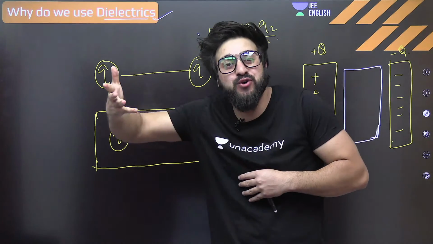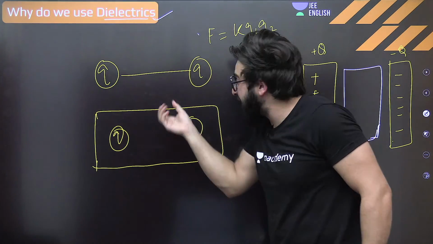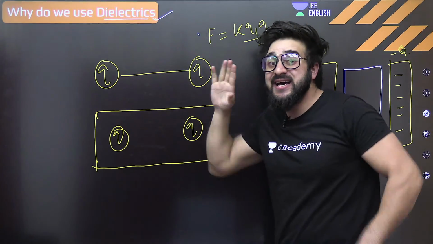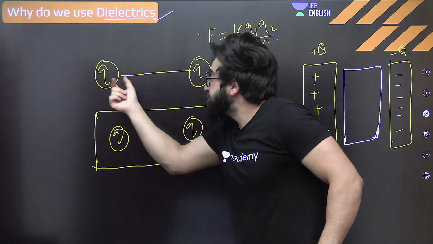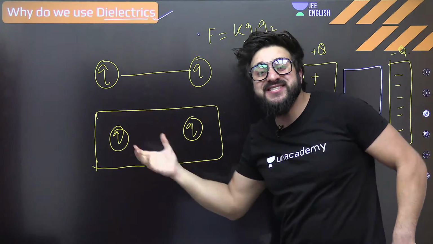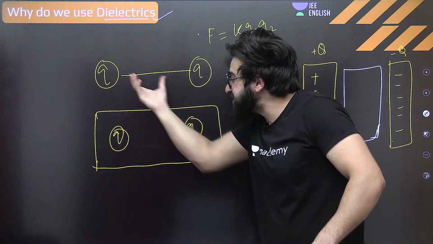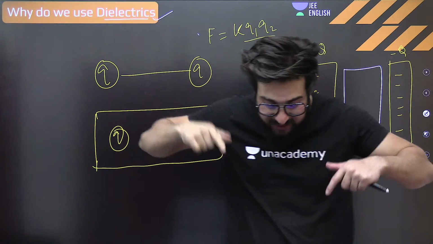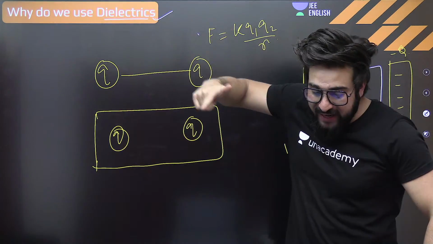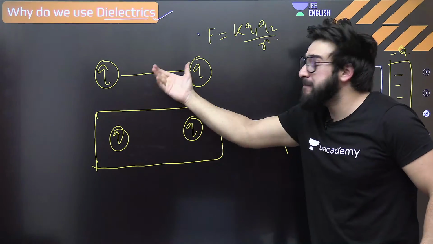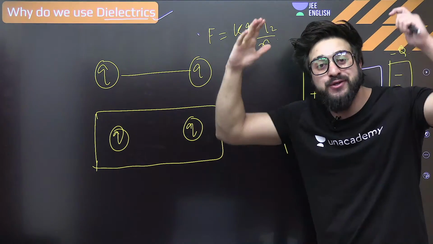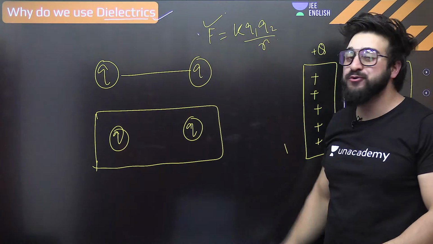This is permitting its own field. That field is trying to reduce the interaction between these two charges. That field is trying to kill the electric field between these two charges, and that's why this electric field is reduced between these two charges. That's why the main electric field reduces, the interaction between the two charges reduces, and the force between the two charges reduces.